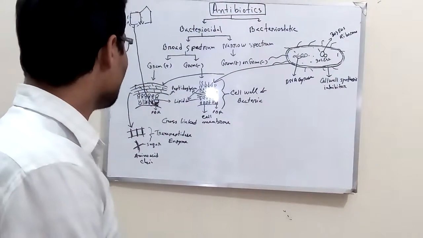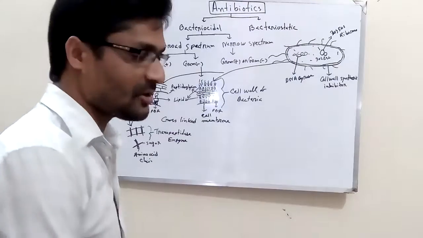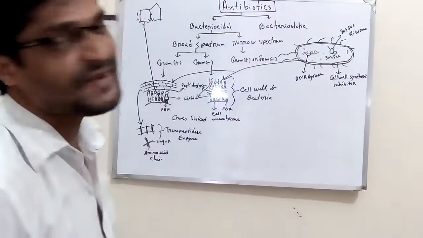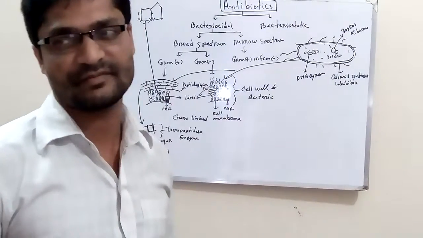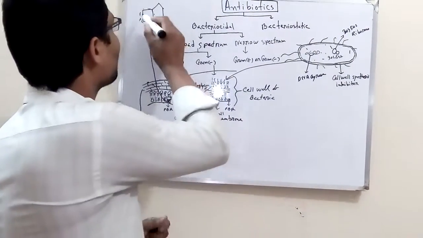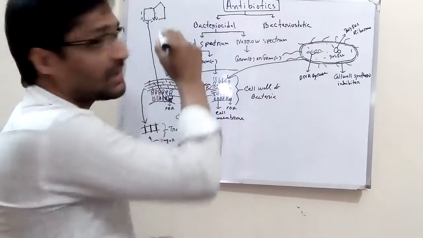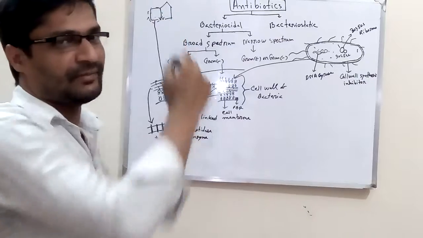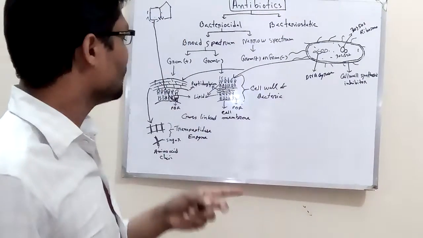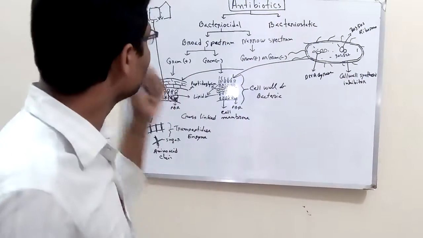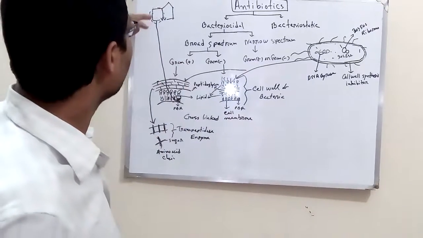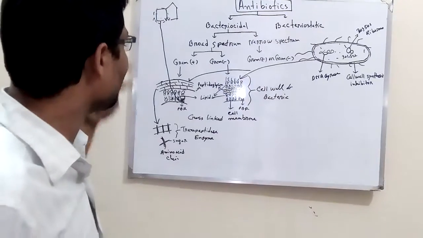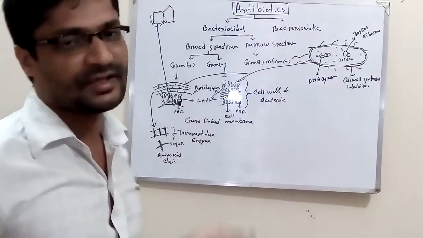Sometimes the cell wall of the bacteria secretes an enzyme, the beta lactamase enzyme, which breaks down the beta lactam ring. When the beta lactamase enzyme breaks down the beta lactam ring, it cannot be activated and cannot kill the bacteria.